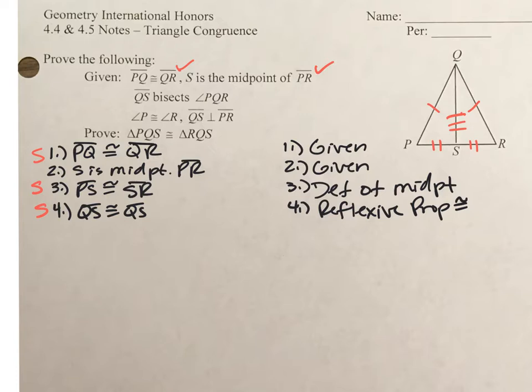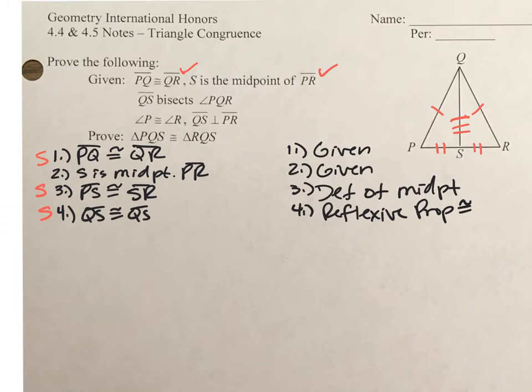So let's go back to our given information. Our next piece of given information says that we have a segment QS that bisects angle PQR. So if segment QS bisects angle PQR, well, what does the definition of angle bisector say?